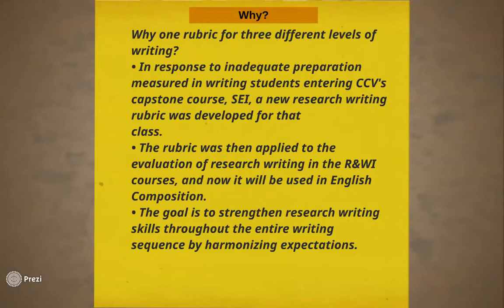Why use one rubric? Well, in response to inadequate preparation measured in writing students entering CCV's capstone course, SEI, a new rubric was developed for that class. This rubric was then applied to the evaluation of research writing in the R&WI courses, and now it will be used in English composition. The goal is to strengthen research writing skills throughout the entire sequence by harmonizing expectations.